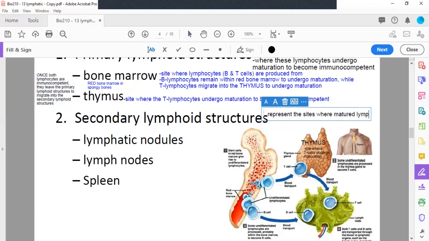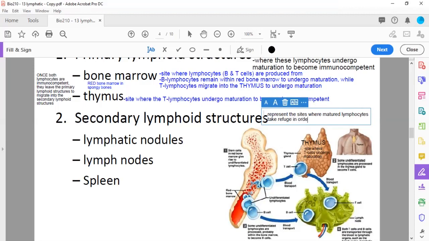mature lymphocytes take refuge in order to monitor and protect the body from foreign pathogens or infectious agents.